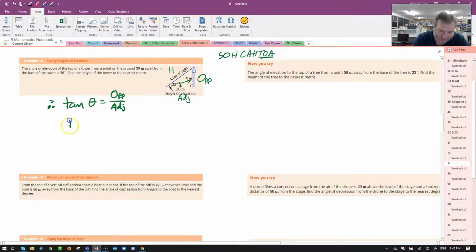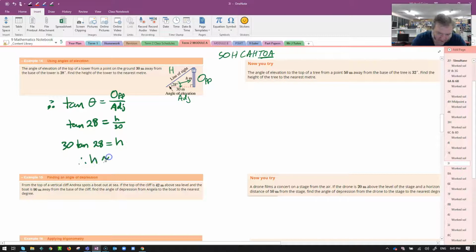And now let's fill in the blanks. The tan of 28 degrees is equal to the opposite side. Well, they've labelled it h for metres, so I can call it lowercase h. I won't confuse that with hypotenuse. And the adjacent side was 30. So now 30 tan 28 is the height.